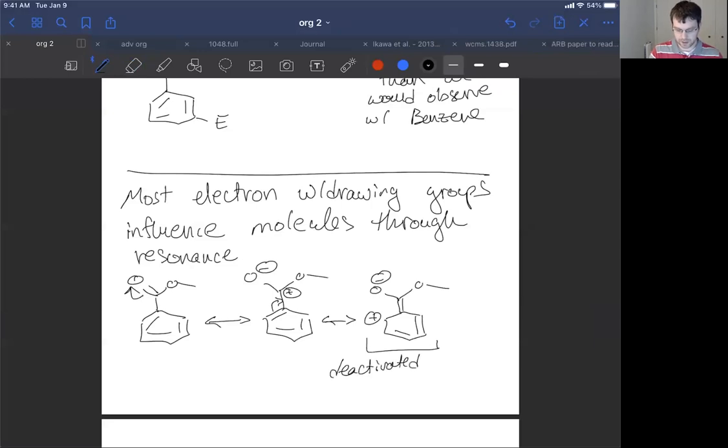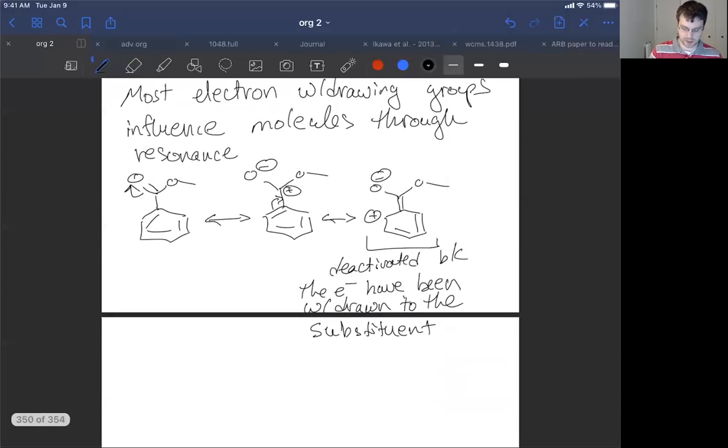So this is deactivated because the electrons have been withdrawn to the substituent. And here that substituent is a carbonyl. It happens to be an ester. But this is actually how most things behave.